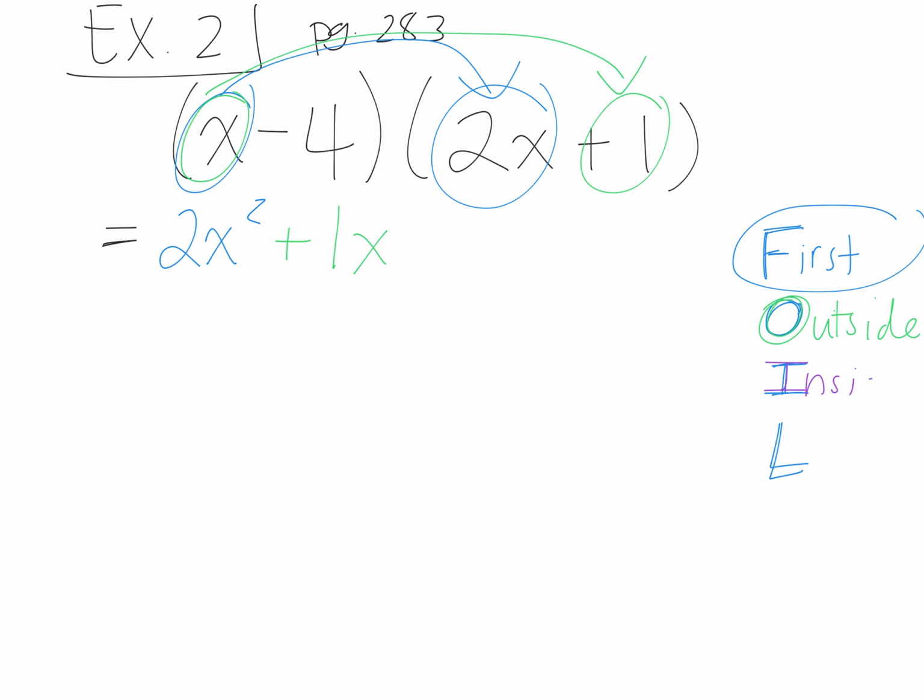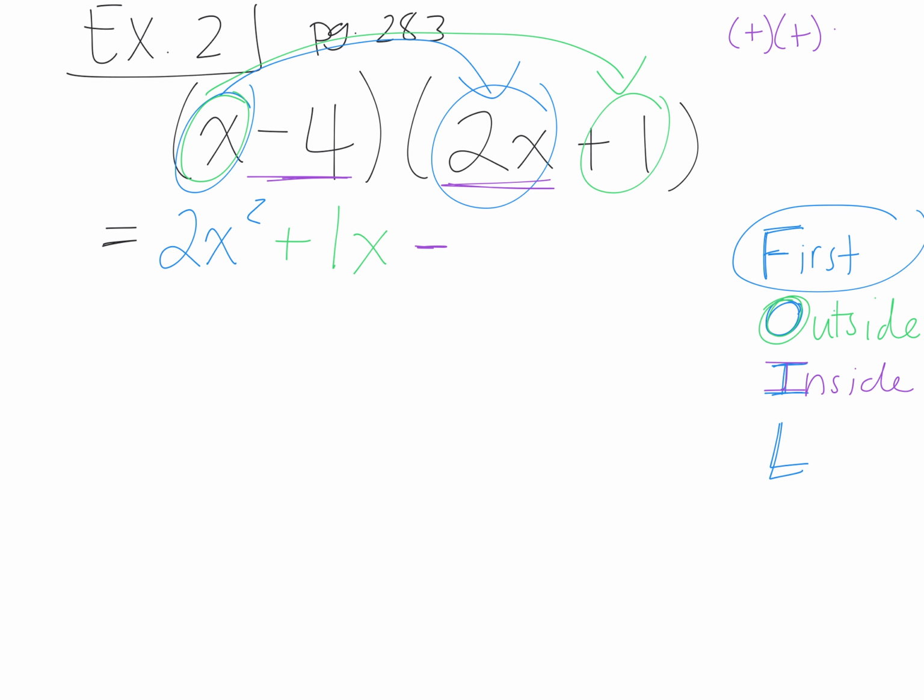Inside. That reminds us which terms we have to multiply next. Which terms are inside? Negative 4, thank you, and 2x. So now we're taking negative 4 and multiplying it by positive 2x. What's a negative times a positive? Negative. Okay, we need to remember that.